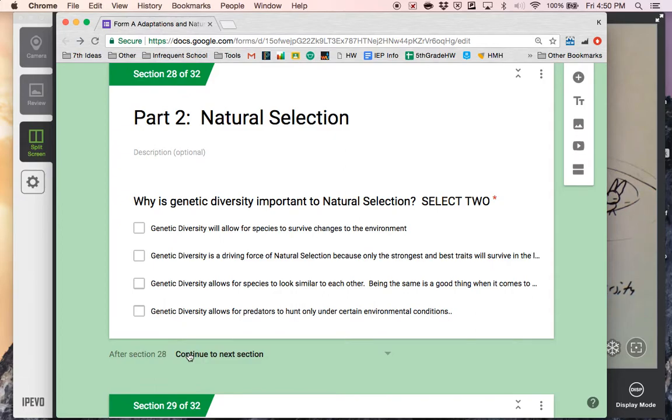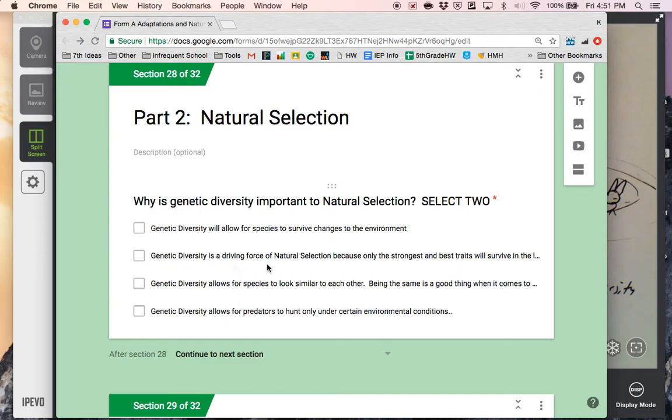Why is genetic diversity important? I think this came from your notes kind of too. Genetic diversity, that's like when there's lots of different traits for a species. Genetic diversity will allow for species to survive changes to the environment. Bingo. If the environment changes and we have a diverse population, then we will be able to survive because certain parts of that population will be okay for the environment. We all might not survive, but enough of us to continue our species will. So I like this one. But we need to select two.